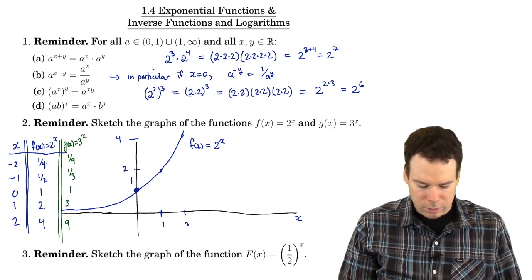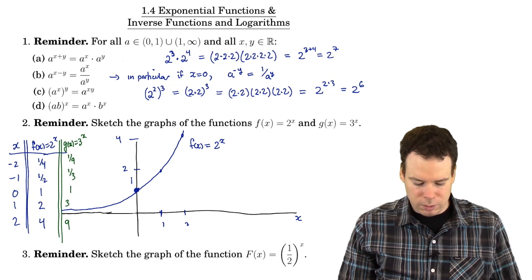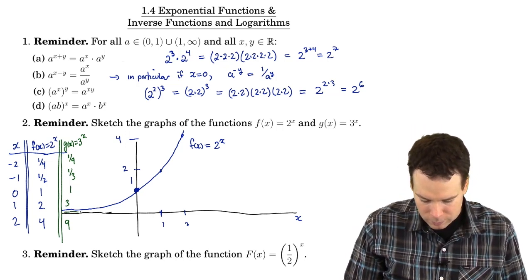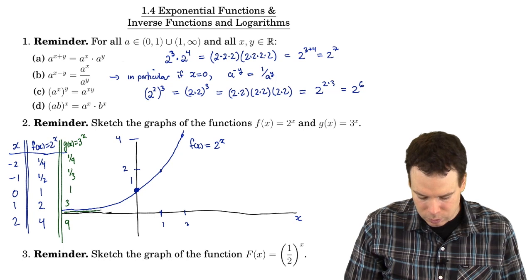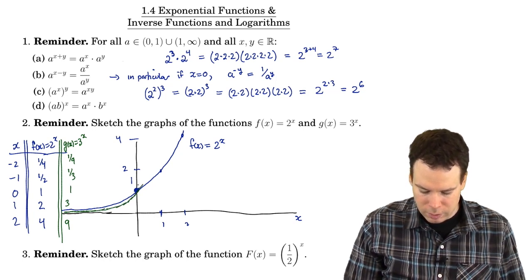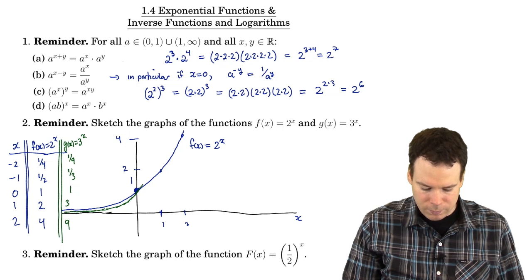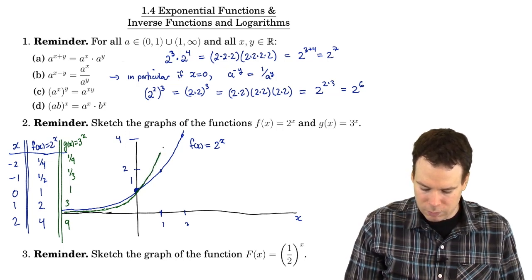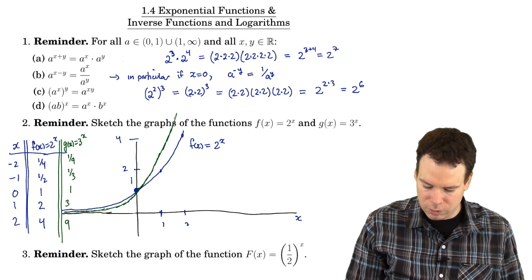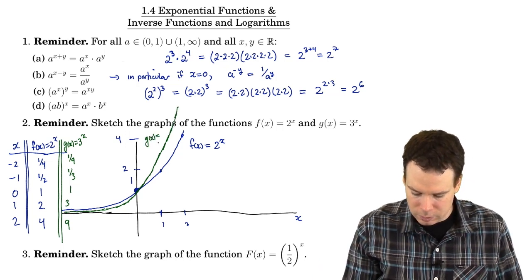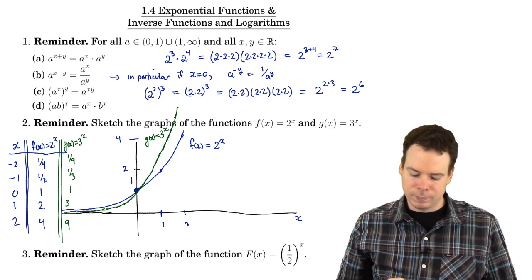So 1/9 is much smaller than 1/4. 1/3 is smaller than 1/2. So our function is going to be starting below the graph of 2 to the x. They both pass through the same point, 0, 1. But then beyond 0, the exponential function of base 3 takes on bigger values than the exponential function of base 2. So that's our g of x is equal to 3 to the x.